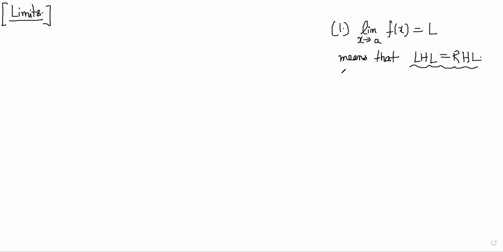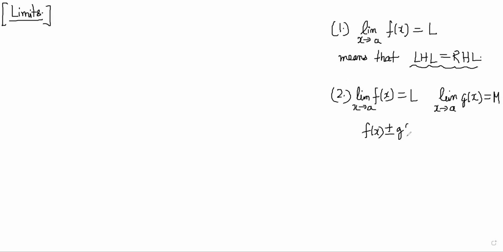And then we had rules like if the limit of f(x) as x tends to a is L and the limit of g(x) as x tends to a is m, then you can say the limit of f(x) plus or minus g(x) will be L plus or minus m. And similarly for product and division also, except division will not work if m is 0, right? So those are basic things.